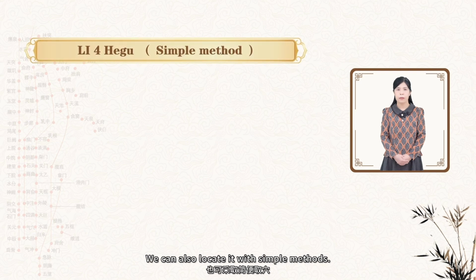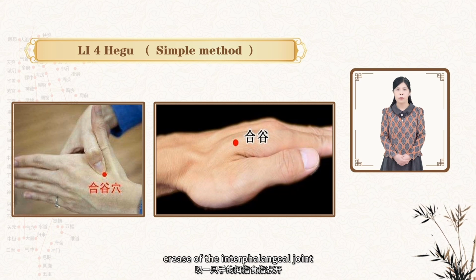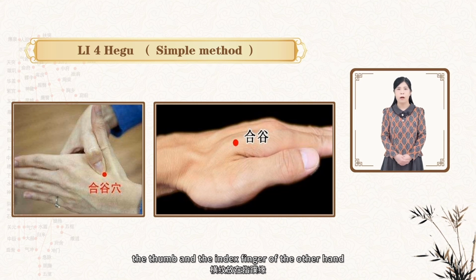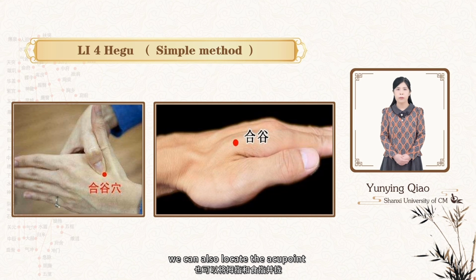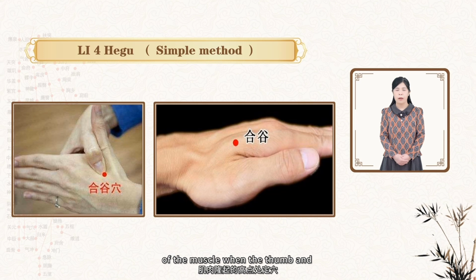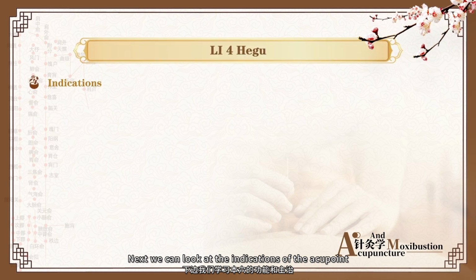We can also locate it with a simple method. For example, let the transverse crease of the interphalangeal joint of the thumb be placed in constant position with the margin of the web between the thumb and the index finger of the other hand. Where the tip of the thumb touches is the acupoint. We can also locate the acupoint from the prominence of the muscle when the thumb and the index finger are drawn together. Next, we can look at indications of the acupoint.